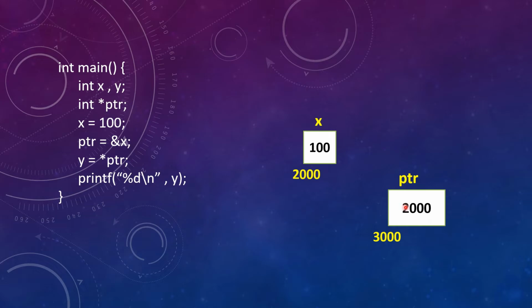Now this pointer has the value 2000, which is the base address of x. So technically it is pointing to the variable x. This is how pointers work in C language.